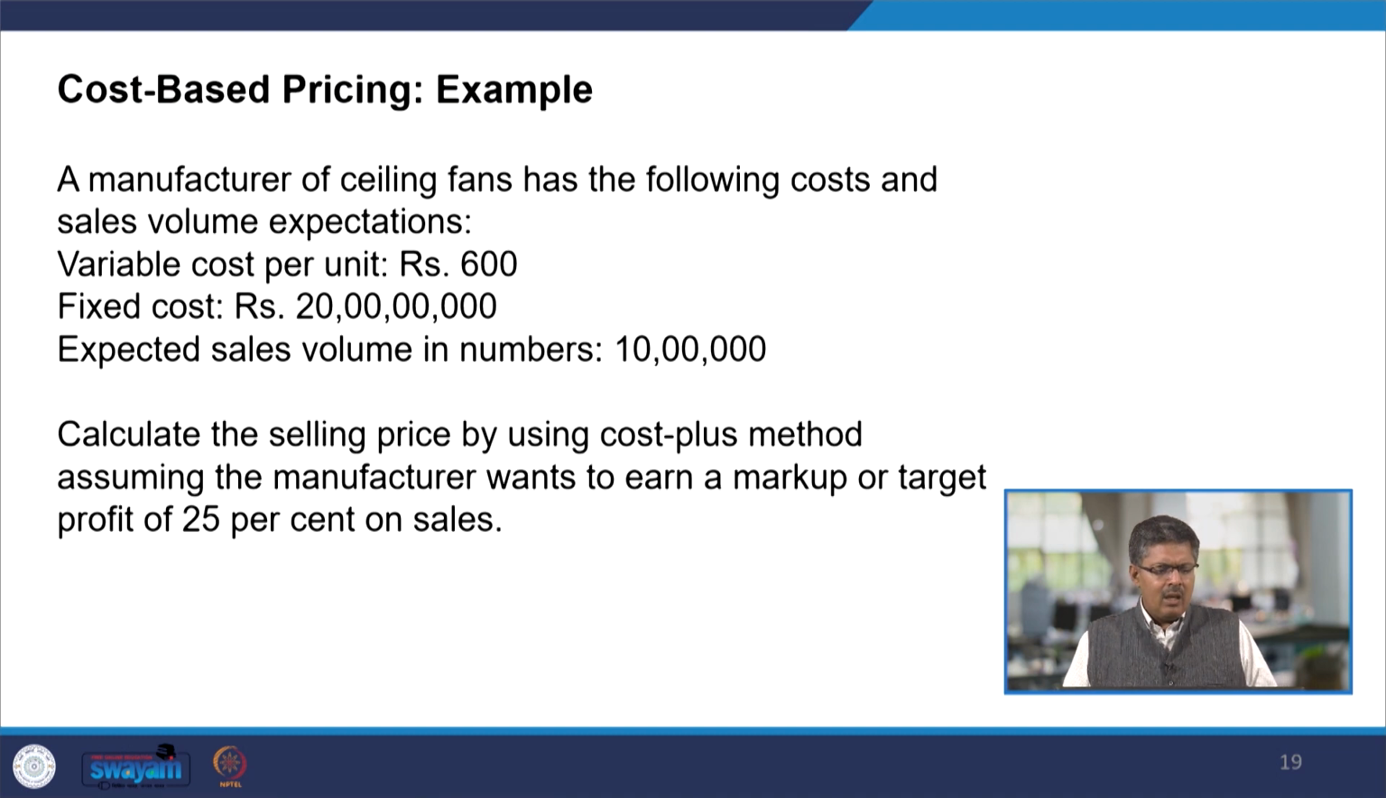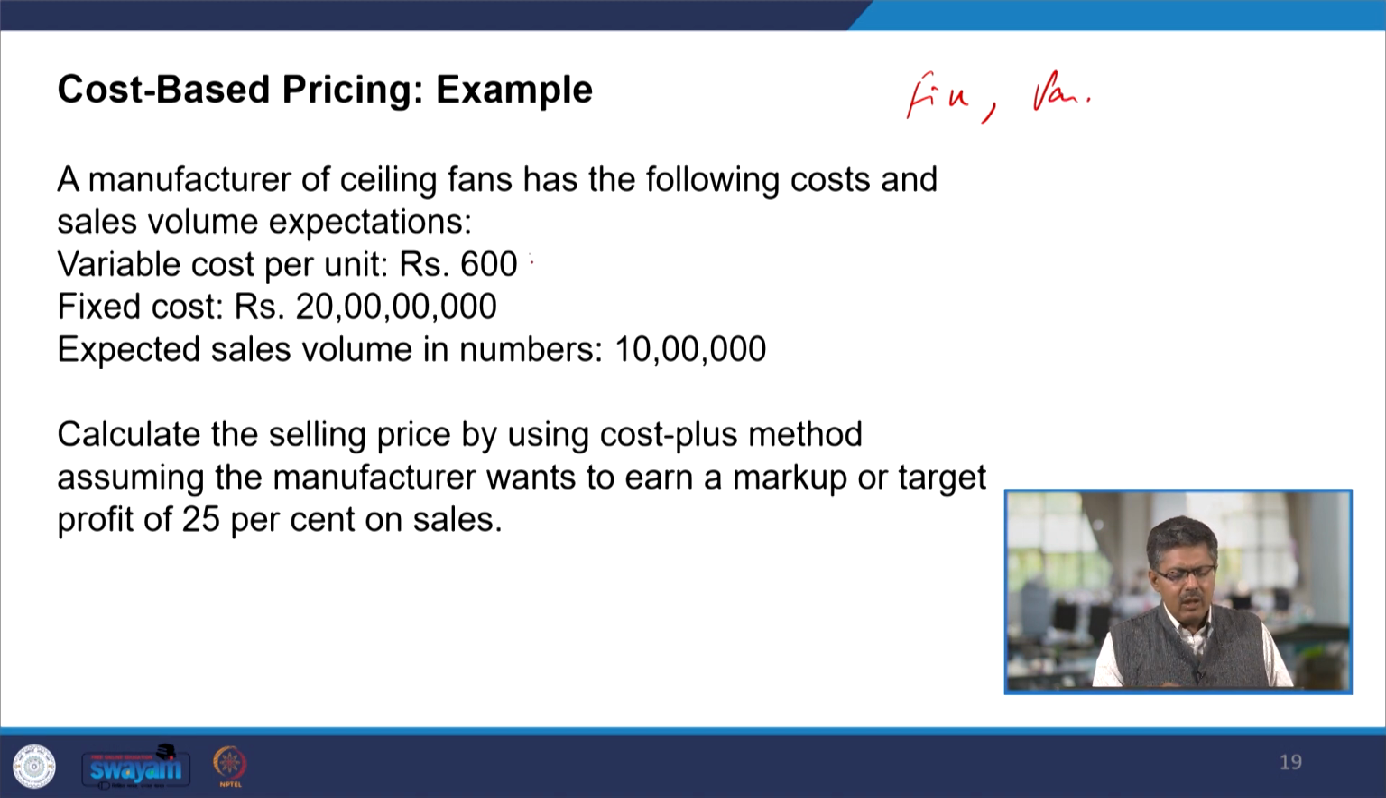Okay, let us take an example. How is cost based pricing done? A manufacturer of ceiling fans has the following costs and sales volume expectations. As I said in the last class, we need to know the fixed cost and the variable cost, which makes up our total cost.